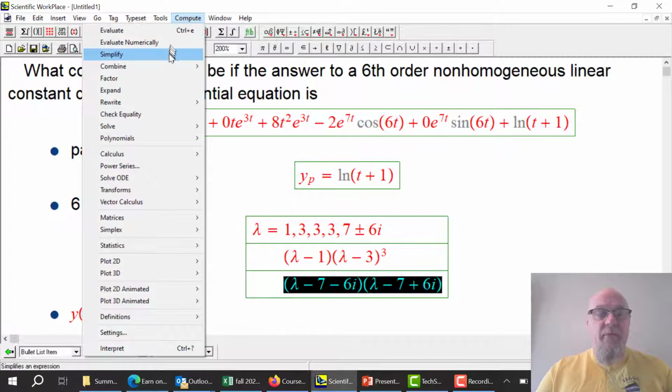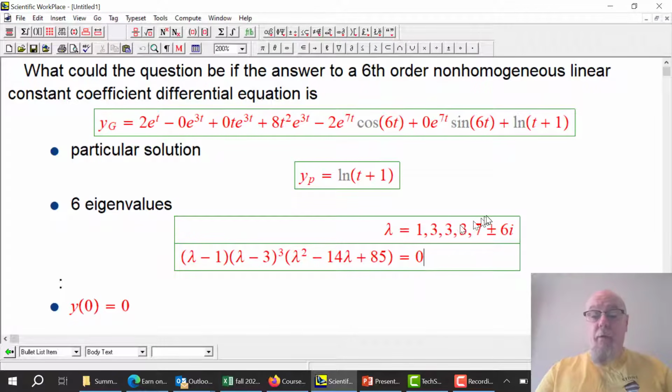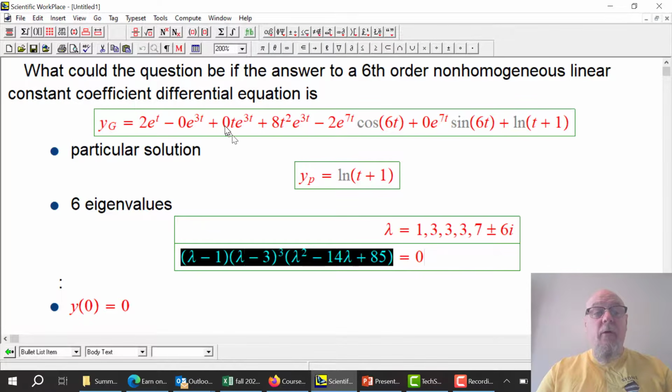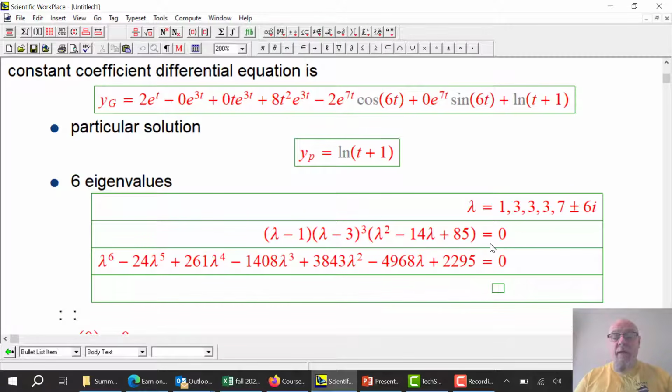Let's just expand this piece out. Okay, so I multiplied it. There's no i's, because the i pieces cancel out. So there's the auxiliary equation that would produce these 6 eigenvalues. I'm going to expand out this auxiliary equation. I've expanded out this auxiliary equation, and now I can write the 6th order differential equation.